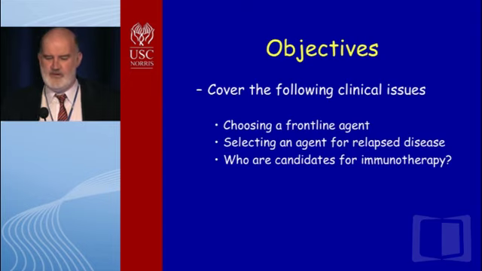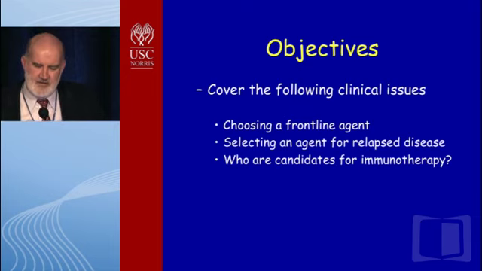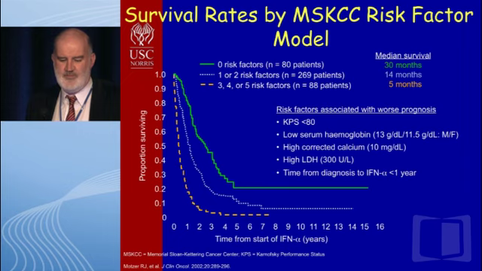I have very specific objectives that I've been given because I've wandered in the past, I think, and they don't like me to wander. So I'm going to stick to these things: choosing a frontline agent, selecting an agent for relapse, and the question of who are candidates for immunotherapy.